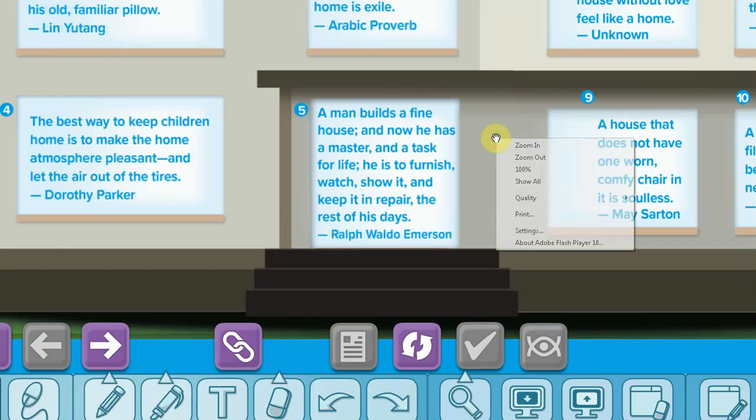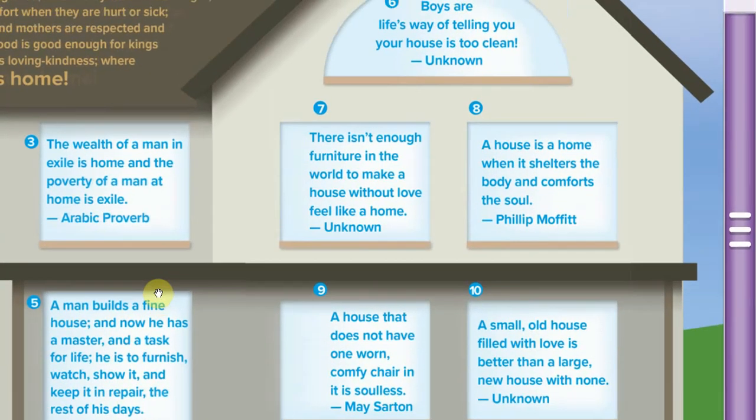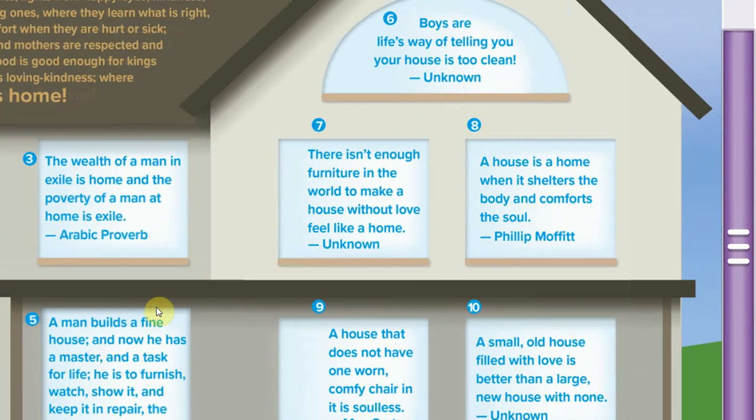Okay, let's move to the next opinion, which is number 6. It's said by unknown. Boys are life's way of telling you your house is too clean. Boys اللي هم الأولاد، ولادك يعني الأولاد، are life's way هم طريقة الحياة of telling you في إخبارك إن هي تعرفك your house is too clean إن بيتك نظيف جدا. يعني الأولاد بيكونوا انعكاس المنزل أو البيئة اللي هم طالعين منها يا شباب. ده معنى الكلام.